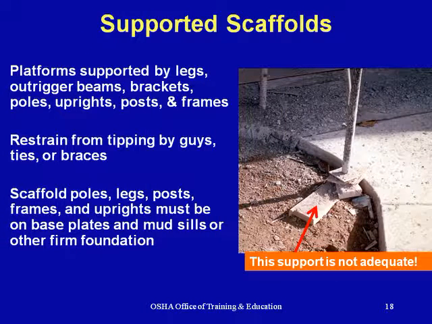Supported scaffold. Platforms supported by legs, outriggers, beams, brackets, poles, uprights, posts, and frames. Restrained from tipping by guys, ties, or braces. Scaffold poles, legs, posts, frames, and uprights must be on base plates and mud sills or other firm foundation. This example is not supported adequately.